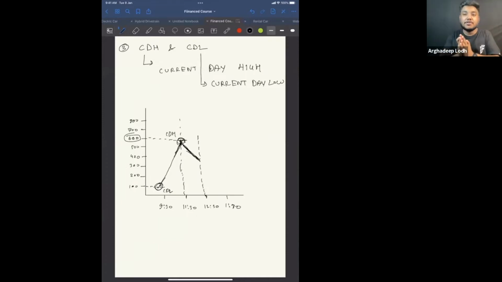Now how can we draw support and resistance at current day high and current day low? When you pinpoint current day high and current day low, you will simply draw a line. This is how you draw support and resistance levels on current day high and current day low. ये हो गया third way of using current day high and current day low to make support and resistance levels.